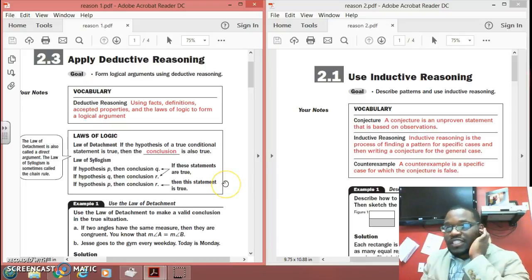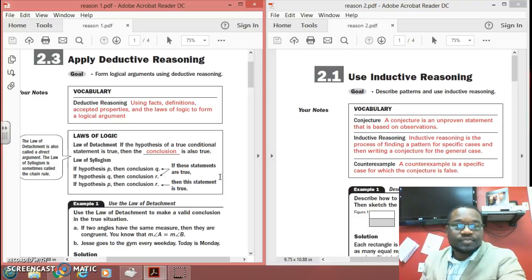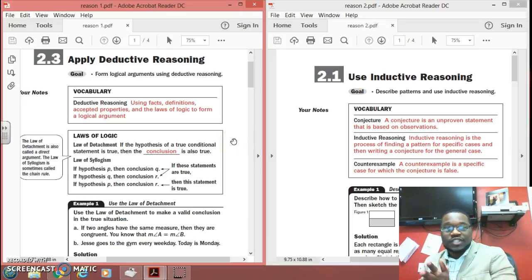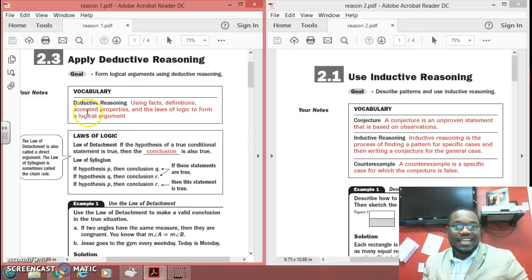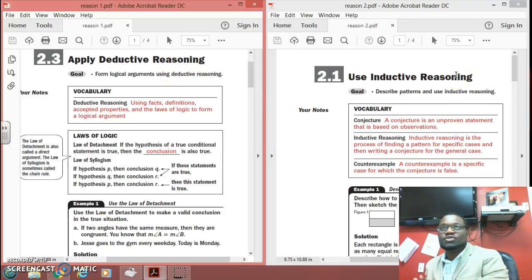All right, so I want to just get into deductive and inductive reasoning. Basically, it's a process that we're going to have to use to build up to do what's called proofs. Taking what you see and making a conjecture using inductive reasoning, or using facts and definitions, accepted properties, and laws of logic to form a logical argument. So either one of these two are ways of us getting to a conclusion. They're both types of reasoning, like how did I come up to that conclusion?